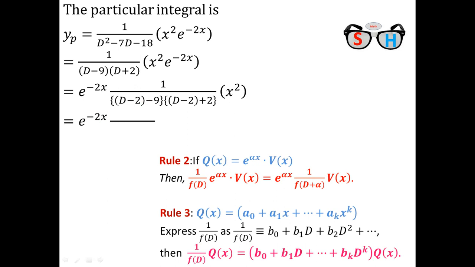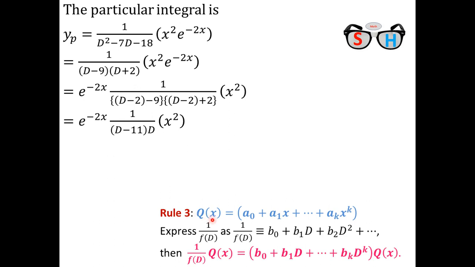Now I simplify the denominator. This is 1 by D minus 11 to 1 by D. You see that 1 by f(D) of polynomial. If it is a polynomial of degree k, then you have to express 1 by f(D) as an infinite series and discard all the terms of degree greater than k, because the polynomial is of degree k. So we have to express 1 by f(D) as an infinite series and take up to D square.